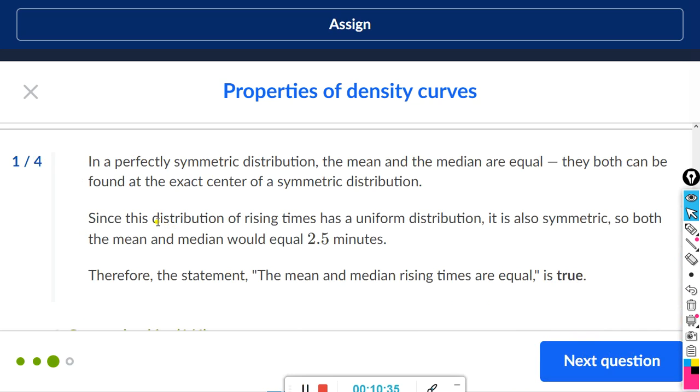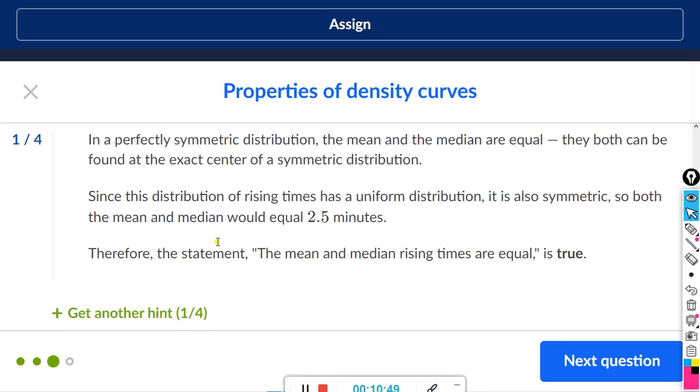Just to check my answer for part A, it says in a perfectly symmetric distribution, the mean and the median are equal. They both can be found at the exact center of a symmetric distribution. So that's what I said. Since the distribution of rising times is uniform, it is also symmetric. So both the mean and the median would equal 2.5 minutes. So that's what we said.